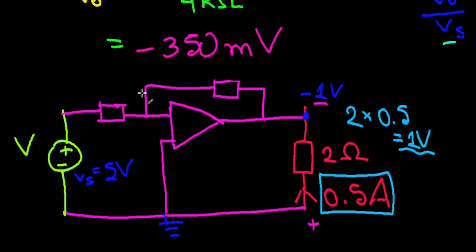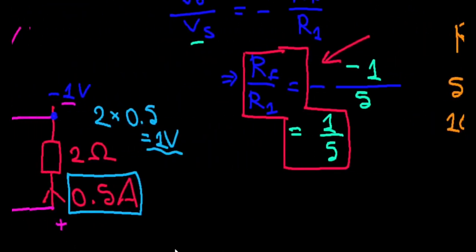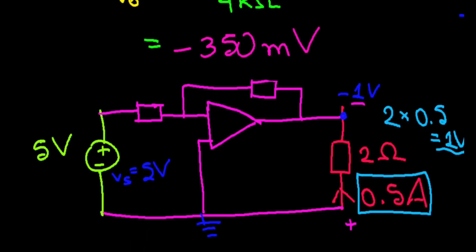So suppose you have some fixed carbon resistances on hand. One possible solution set, as we saw here, is 5 kilo ohms and 25 kilo ohms. All right, and that's that.